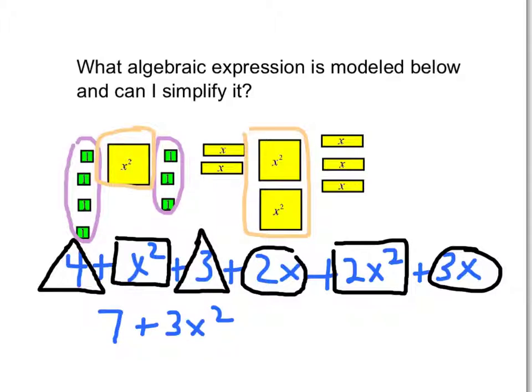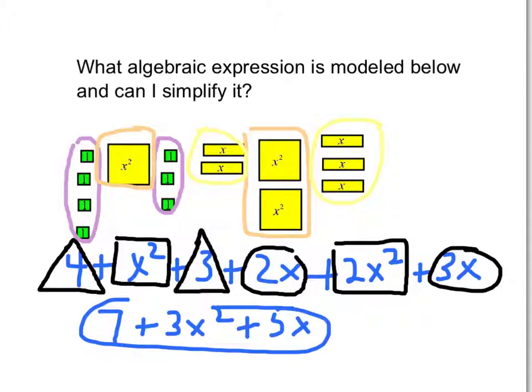And so I'll put these 2x's and these 3x's together, and that gets me plus 5x, and that's how I have simplified this algebraic expression right here by calling it 7 plus 3x squared plus 5x. And this technique I used works really well of giving geometric shapes to your sets of like terms and then putting them together in your final answer.